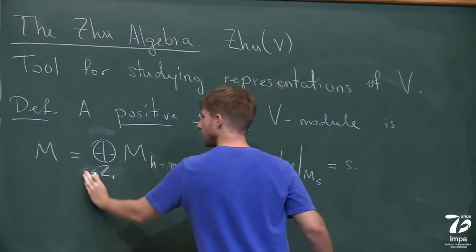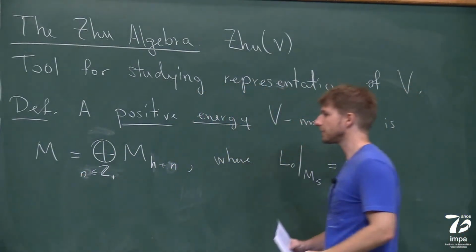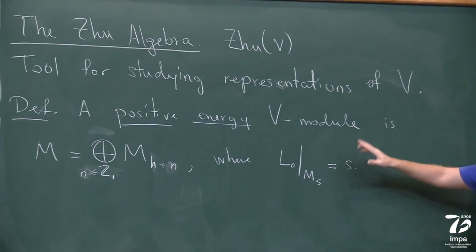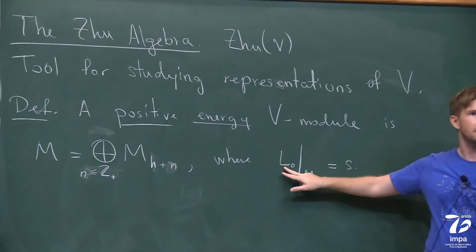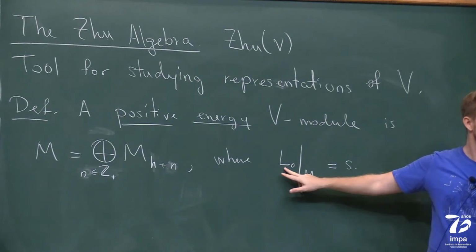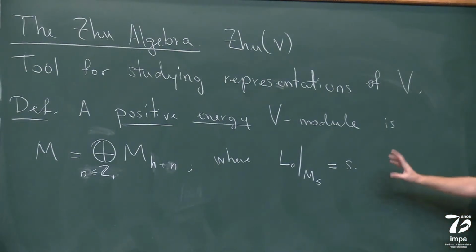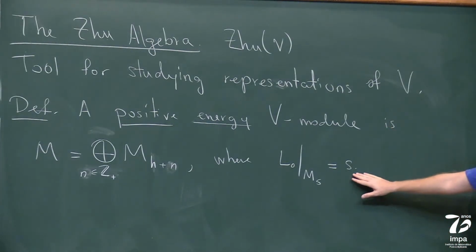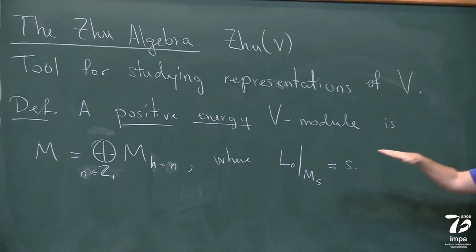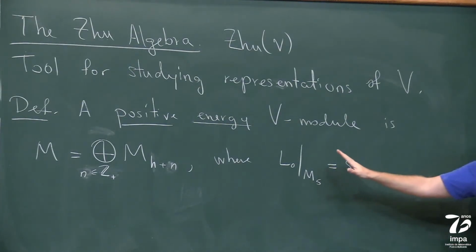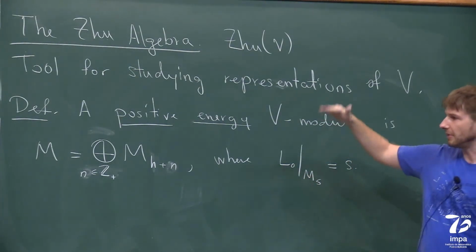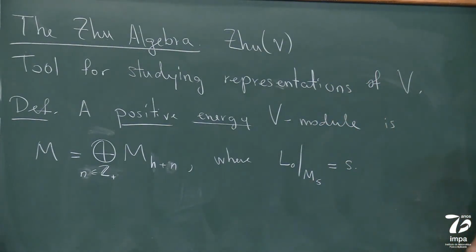Again, a key part of the structure is this operator L0. So we know that L0 acts on V with eigenspaces. And if we assume that a module has the same basic structure, so it has some lowest, what's called energy eigenspace, and then goes up from there in integer steps, then we'll call it a positive energy V module.